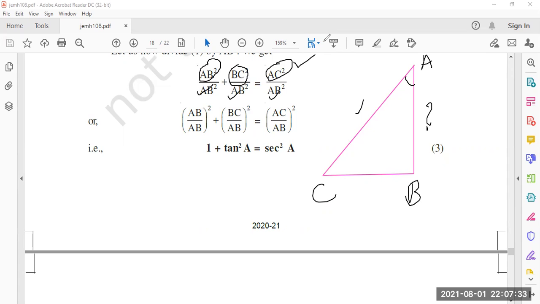Square is there on numerator and denominator. AB by AB whole square, BC by AB whole square, and AC by AB whole square. Okay, now AB upon AB whole square, AB and AB both get cancelled, we get 1. So 1 whole square, 1 square, plus BC upon AB whole square.